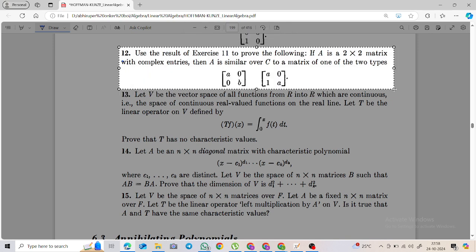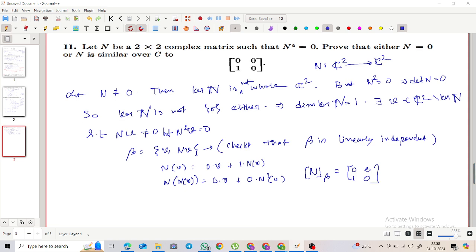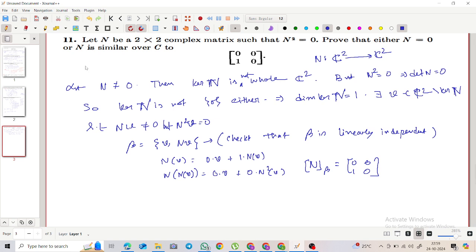So let's do 12. Sir, can you go back to the last slide? Yes. Sir, we will check that beta is linearly independent. But in order to show that beta is the basis of C square, we have to show that beta spans C square. Yeah, but beta has two vectors and C square has dimension 2. Okay. So that's it. Okay, sir. Beta has as many vectors as the dimension of the vector space. Okay, sir, clear.